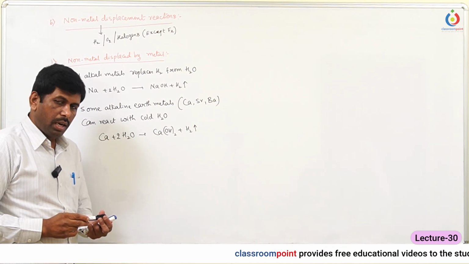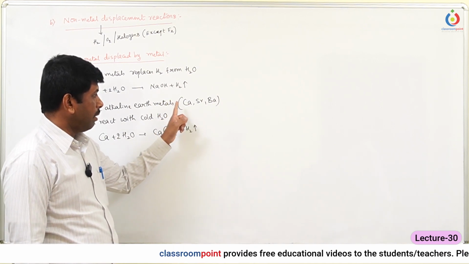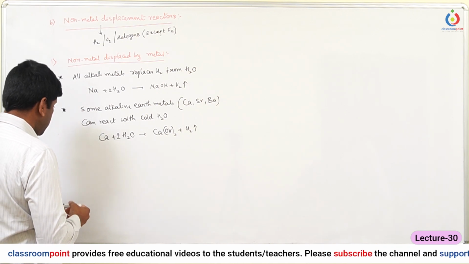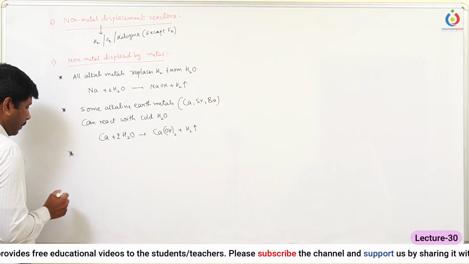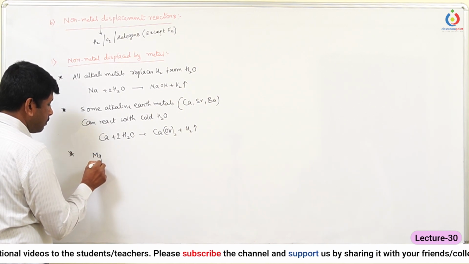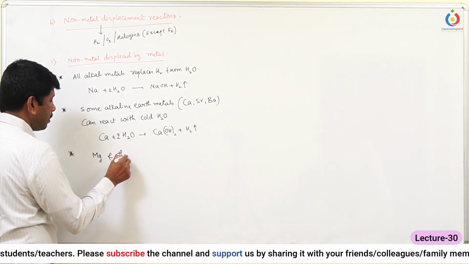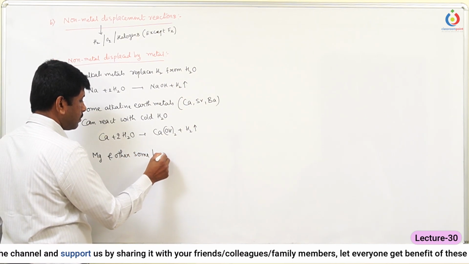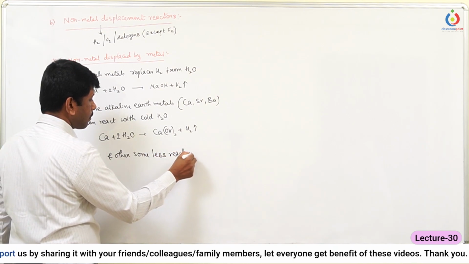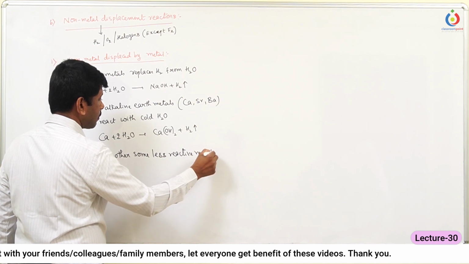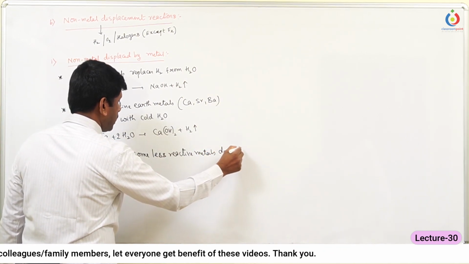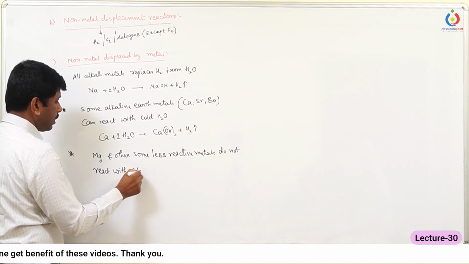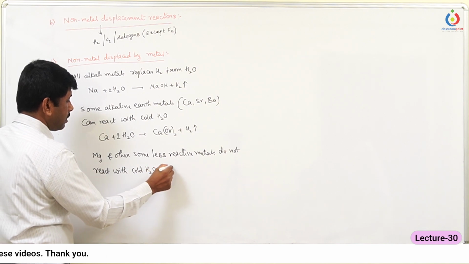And what about the other alkaline earth metals? So beryllium, only magnesium is left behind. Beryllium is a non-metal. So what about in the case of the magnesium? Magnesium and some other inactive or less reactive metals do not react with cold water but react with steam.